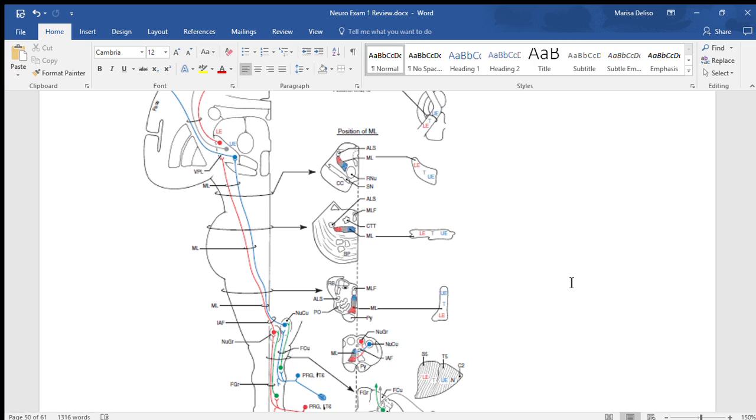Can they make a super effed up question and say, at the most inferior part of the medulla, where's the lesion? They're not going to do that, so don't get all worried. If they say medulla, it's already contralateral. They have never been that mean.